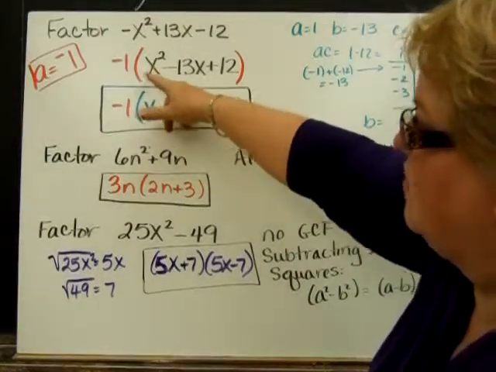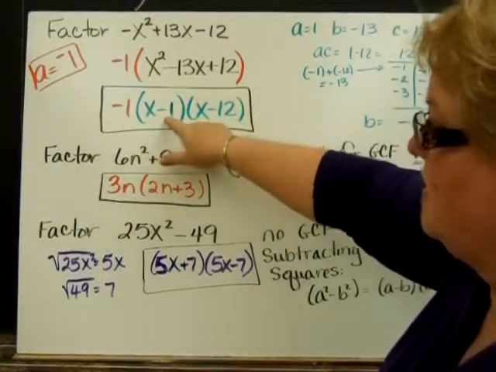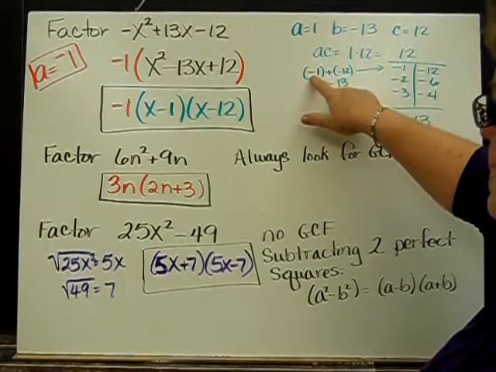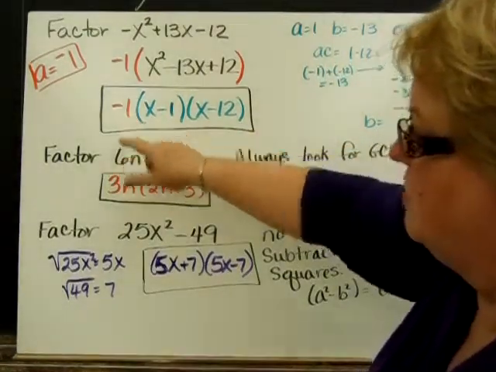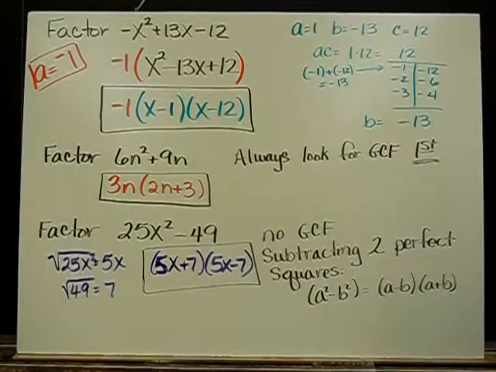Since we took out the negative 1 and our a is now 1, we can just write the answer, which is x minus 1 times x minus 12. Don't forget your negative 1 is still part of your answer.